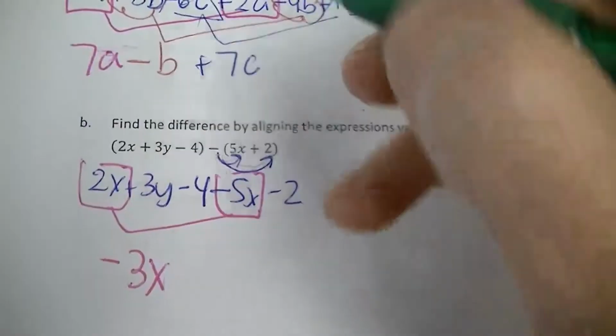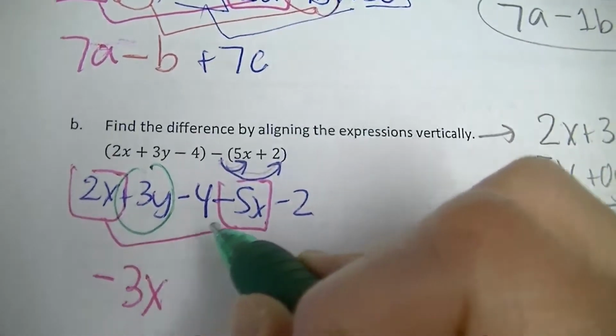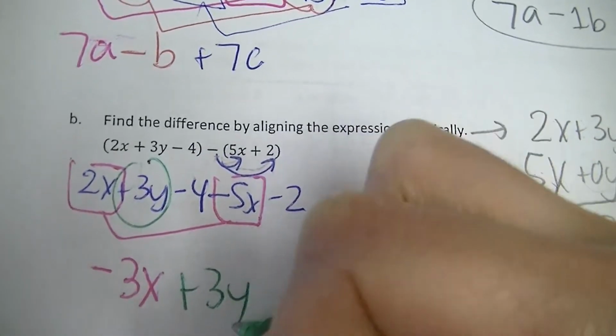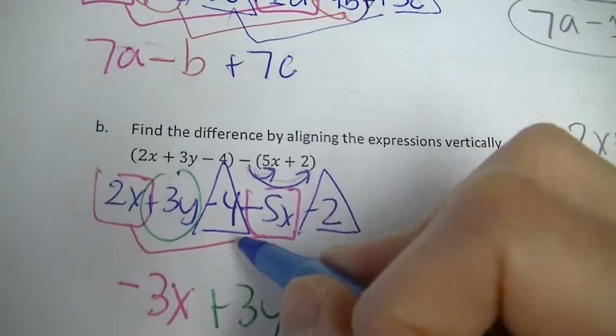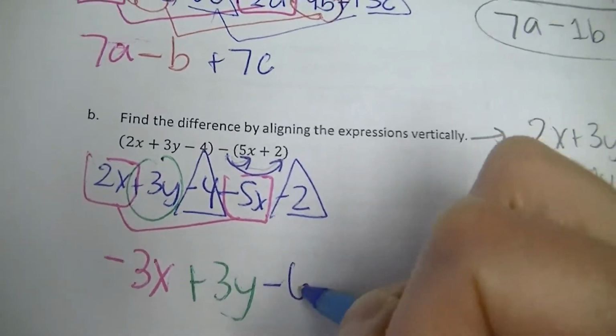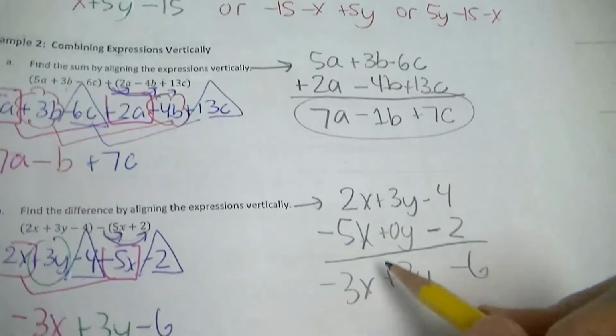Then I see we got positive 3y. Oh, that's it. So plus 3y. And then the constants that I see are negative 4 minus 2. Negative 4 minus 2 is negative 6. And you'll see, same exact answer. Okay? All right.